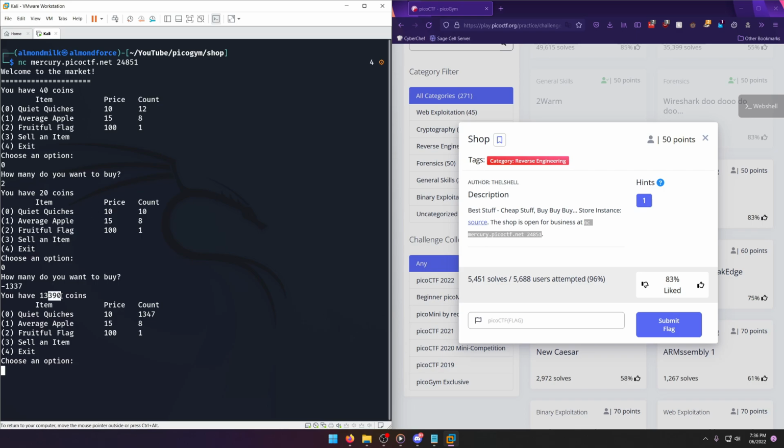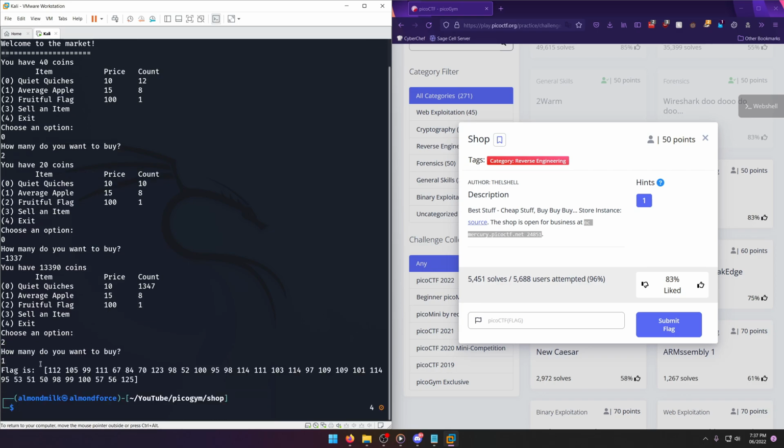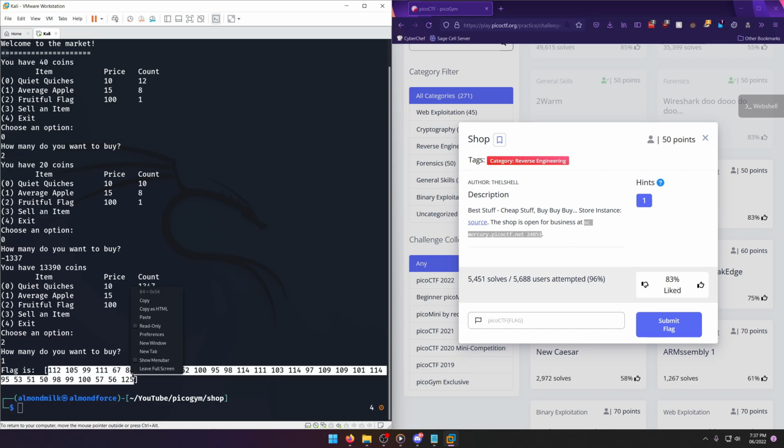Well, it looks like it's a little bit more than that. Oh, because it's +20. Yeah. Okay, that makes sense. Because this would be 13370 and then +20 for the 20 coins we had. That works. But now we have enough coins. Let's buy the fruitful flag. And we just want to buy one. And then it's a simple decimal conversion.